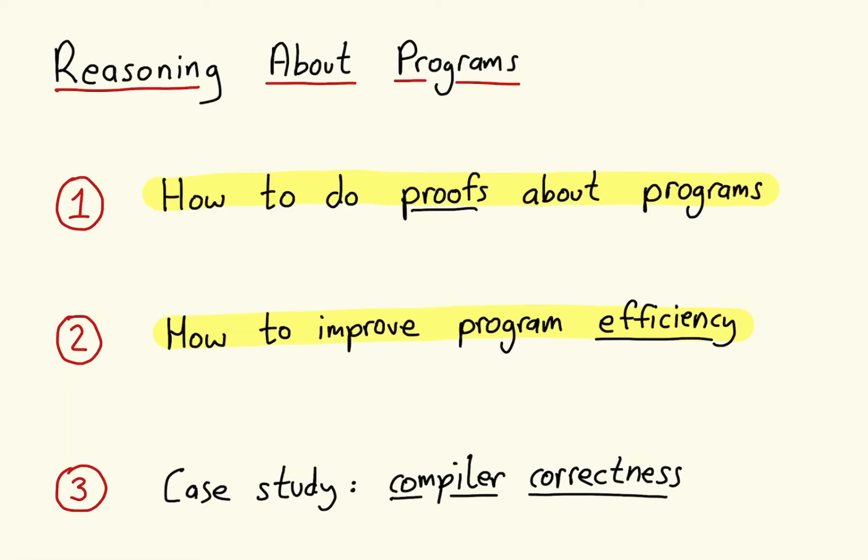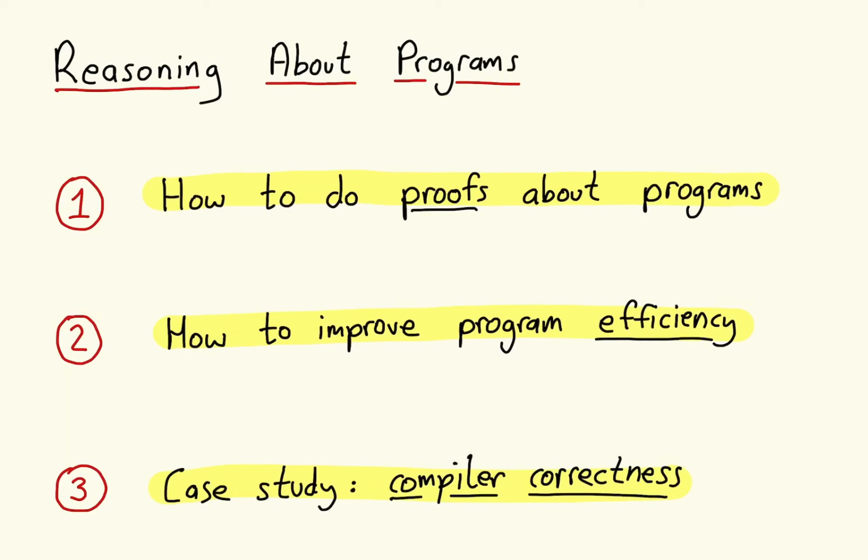And we're going to be learning about techniques such as accumulation, which we'll see actually relates to the first point about how to do proofs about programs. And then to wrap things up, what we're going to be doing is looking at a simple case study. We're going to be proving that a compiler is correct for a very, very simple language. And that will kind of bring together everything that we learn about in the second half of the course.